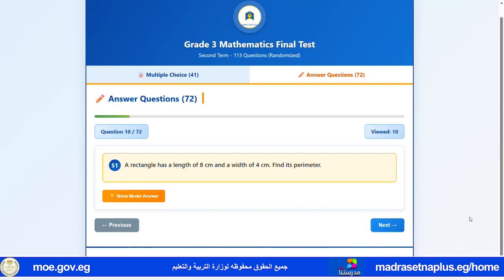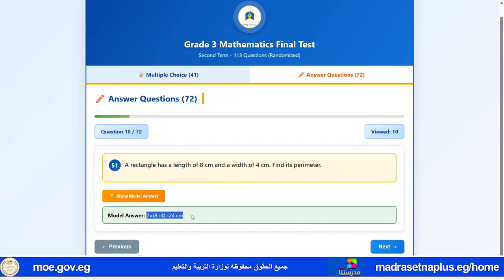A rectangle has the length of 8 meters, 8 centimeters, 8 in a unit, and the width. So L equals 8, W equals 4. How to get the perimeter, how to get the area? Easy for you now. You should know the formula. Perimeter equals 2 times (8 plus 4). Sum of 8 and 4, 12. 2 times 12 equals 24. Don't forget this formula. 2 times length and width.